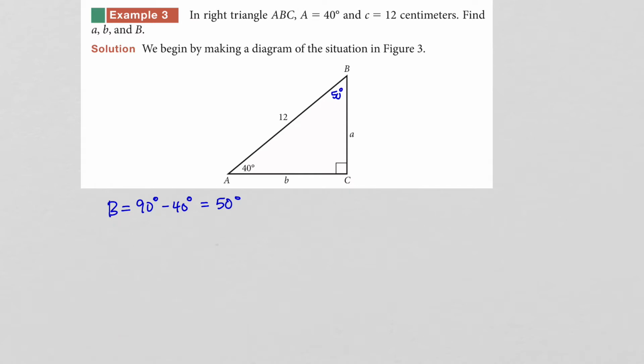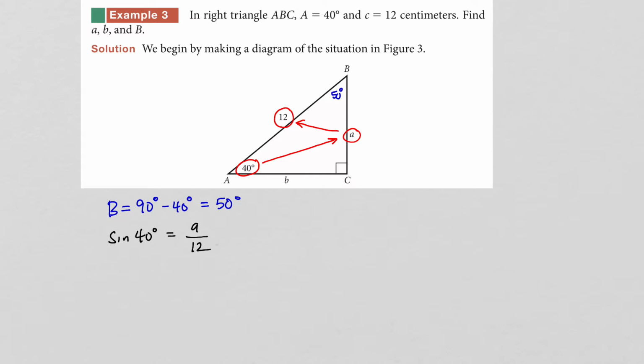Now, to find the missing sides, let's go ahead and start with side A. Notice that side A is opposite the given angle, which was 40 degrees, and the other side that we know is 12. So we have an angle 40, we have the opposite side, and then we have the hypotenuse. That relationship is the sine relationship. So we know that sine of 40 degrees is equal to the opposite side A divided by the hypotenuse 12.